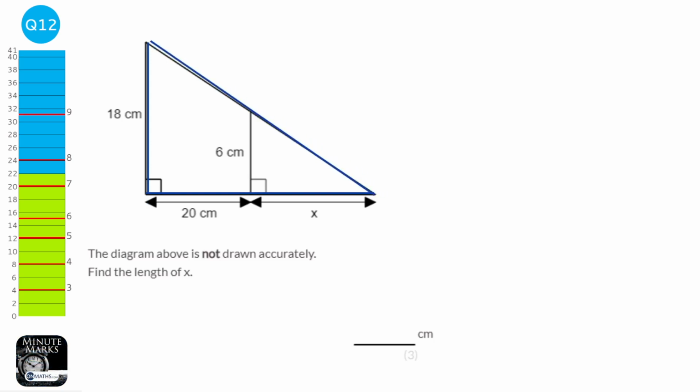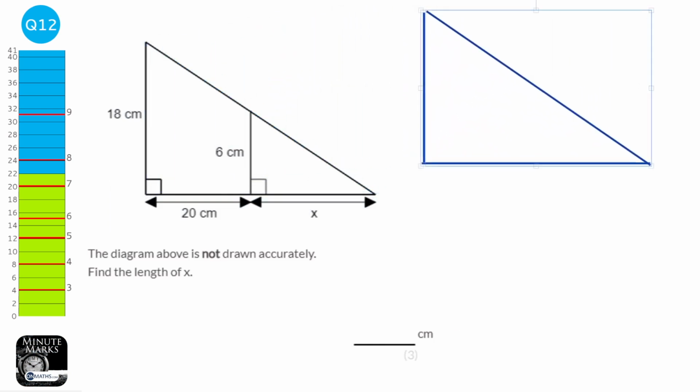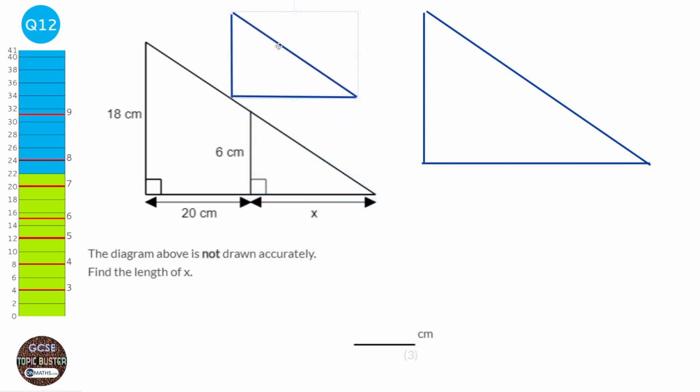So we're going to split this triangle off and move it to the side so we can see what's going on. I'm going to do the same with the smaller triangle and move that to the side. So we can see we've got two triangles here, a big triangle and a small triangle.